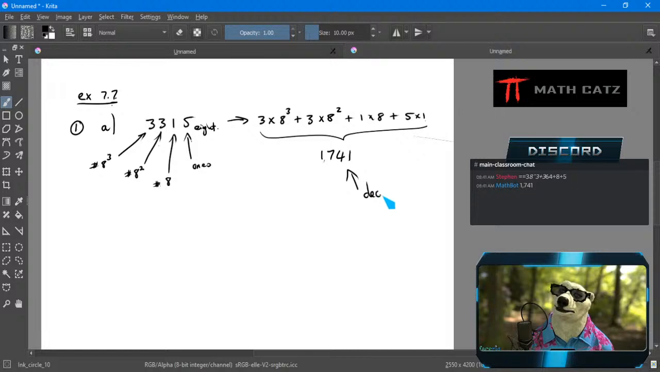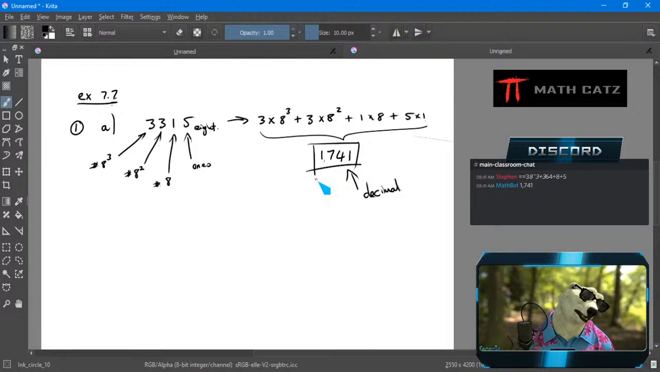This guy is decimal. Whoopsie. This guy is a decimal number. See, there's no subscript. That is my answer. Put a box around it, use color, do whatever you want to do.